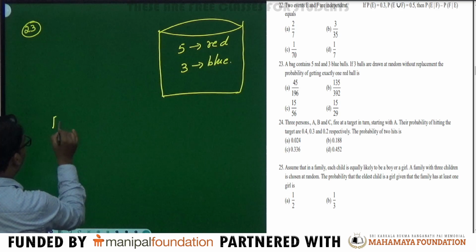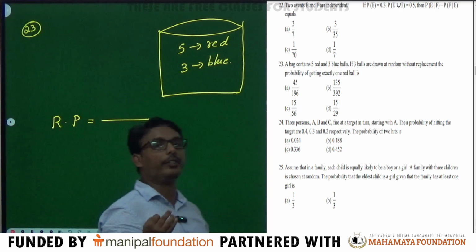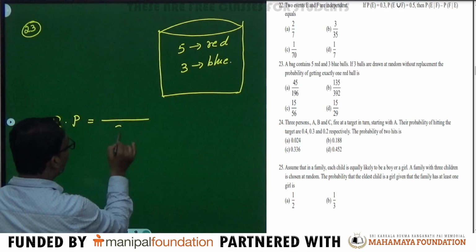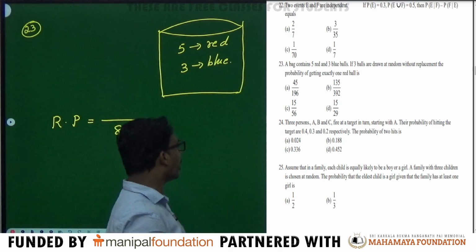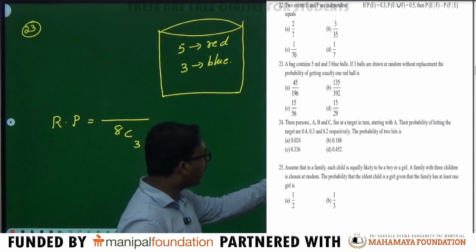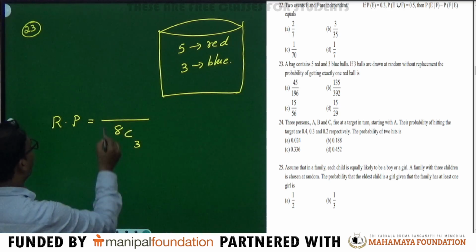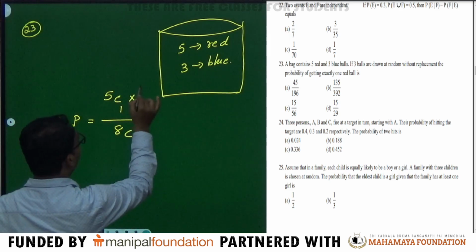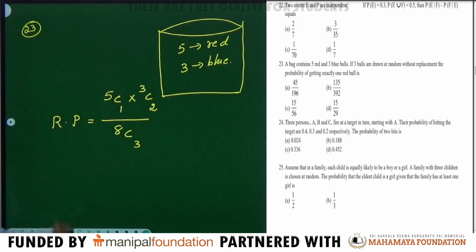Therefore the required probability is, the sample space is, how many ways we are going to select 3 balls out of these 8 balls. It is 8C3. So we can select 3 balls from 8 balls in 8C3 ways. Among that, the given event is exactly 1 is the red ball. So out of 5 red balls we have to select any 1 red ball, and from the remaining 3 blue balls you have to select any 2 blue balls, because we are selecting 3 balls.